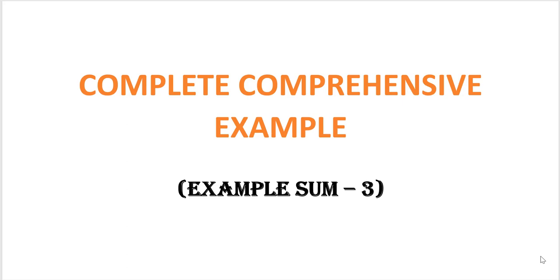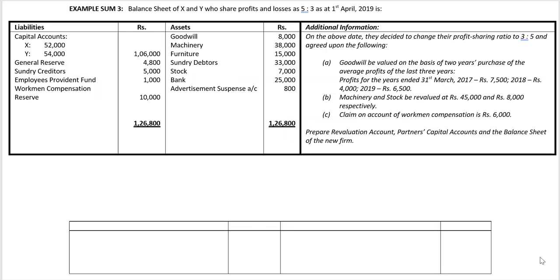Complete comprehensive example. Example sum 3. So let's go to the example sum. The balance sheet of X and Y, who share profits and losses as 5:3, as at 1st April 2019 is given. The balance sheet is given to the left of the screen. On the right, we have additional information.